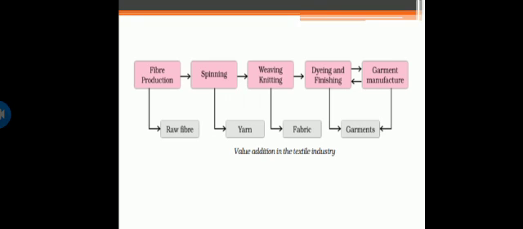As we learned in the previous slide, manufacturing adds value to the raw material. So let us see how it works in the textile industry. The raw fiber is converted into yarn, the yarn is converted into fabric, and the fabric is converted into garments. So this is a small flow chart to make you understand how the value is added to the raw material to convert it into a valuable product.